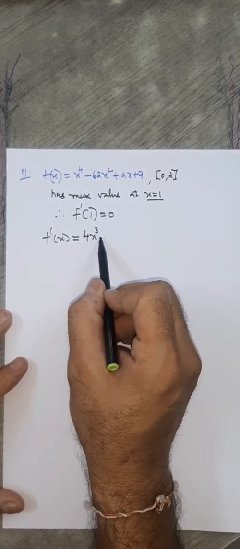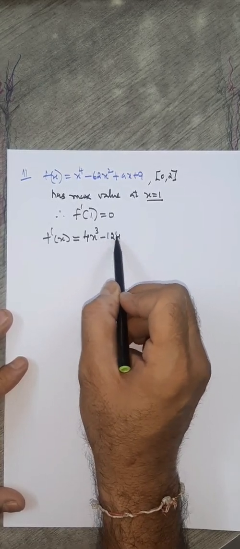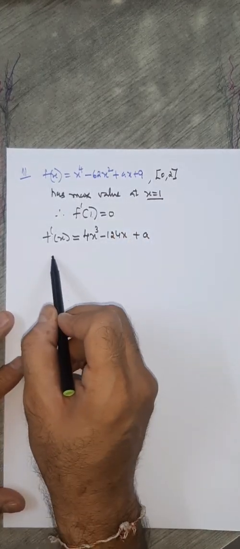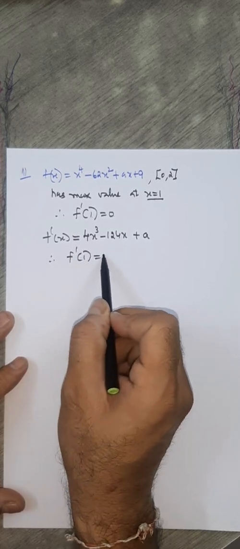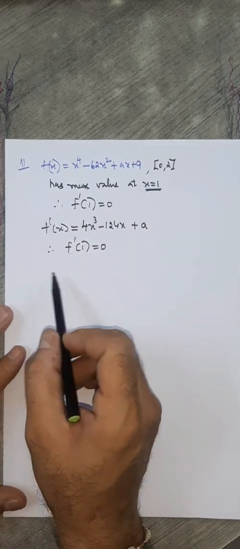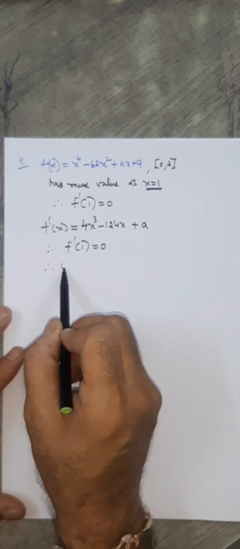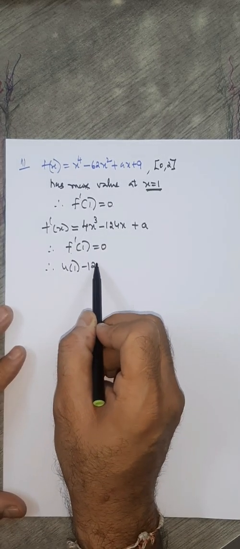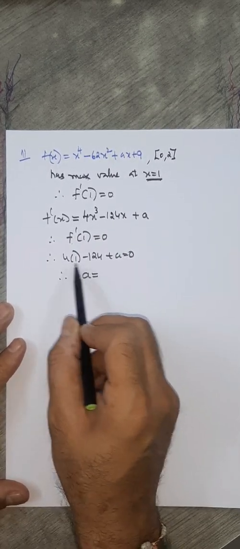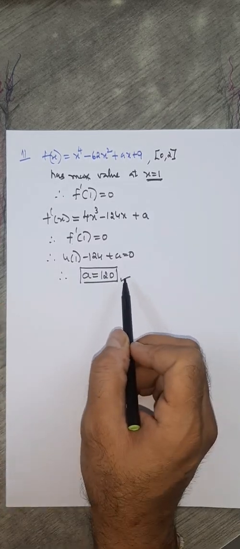Let me differentiate this. 4x cube minus 124x plus small a; this is 1 and this is 0. So f dash 1 equals 0. Why? Because if a function has a maximum or minimum value at a point, then the first order derivative is 0. This is the turning point. So I'll just put 1 here. So 4 into 1 cube minus 124 plus a equals 0. So therefore a must be 120. This is the required value of a.